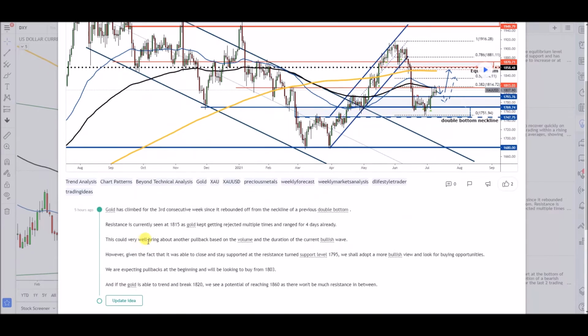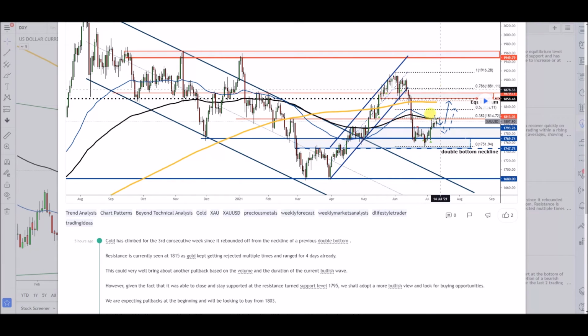So this could very well bring about another pullback based on the volume and the duration of the current bullish wave. Well, what do I really mean by that? You have to understand that every time the price came down to maybe say a bottom, it will rebound off.